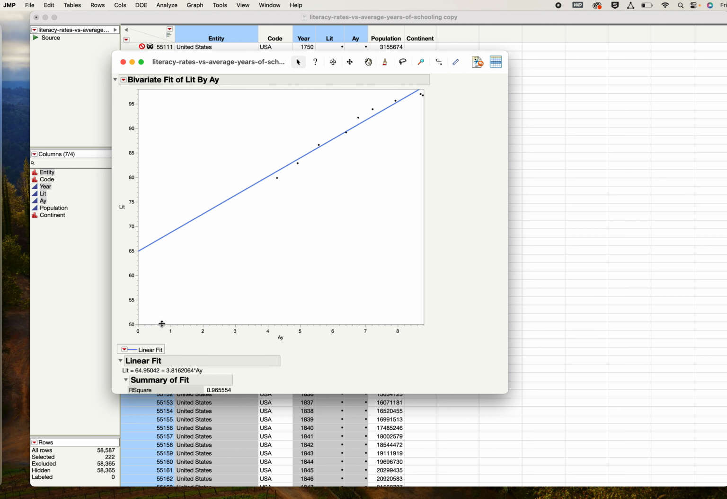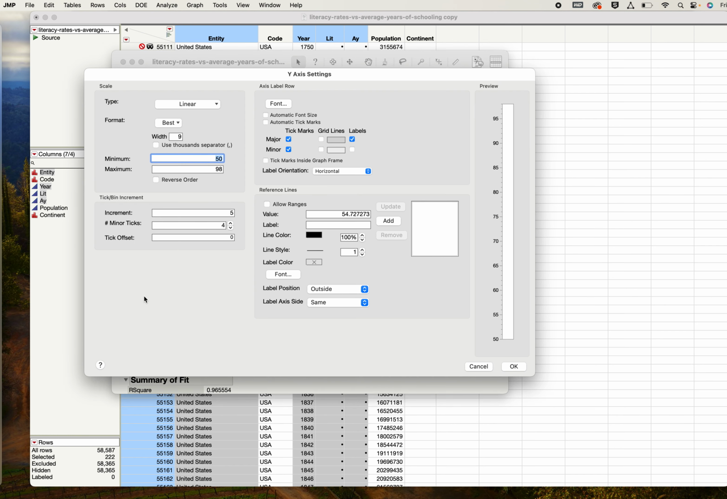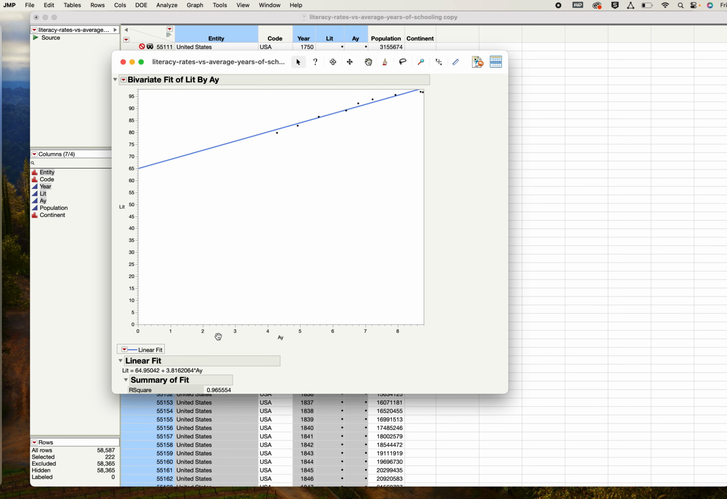Is it possible that with an average number of years of education at 0, we would really have 65% of our population still literate? You could see a little bit of curvature here, and you might imagine that the curvature would continue to the point where, let's take this all the way down to 0. Is it possible that if we had 0 years of education, we may have 0 literacy rates?